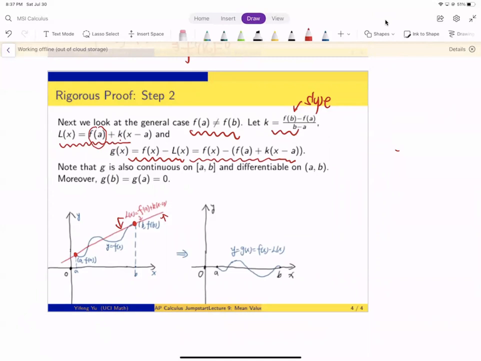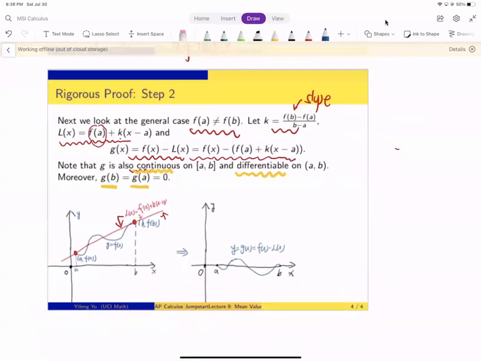Now, let's look at the difference. What can we say? Of course, the function is also continuous because it's the difference of two continuous functions, and it's also differentiable. It's just a difference of two differentiable functions. But more importantly, if I evaluate the function at the two endpoints, it equals 0. All right, let's check this. So what is g(a)? g(a) will be f(a) minus f(a), plus k times, when x equals a, which is 0. So it's f(a) minus f(a), which is 0.